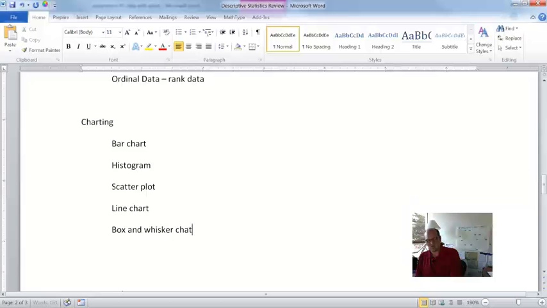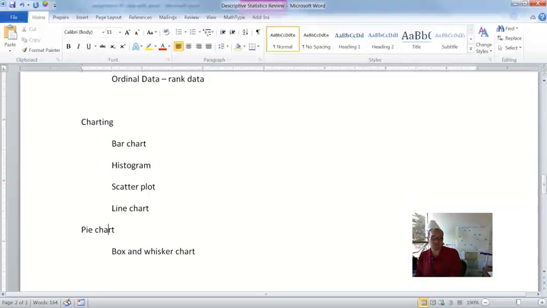Box and whisker is a nice chart, but I don't expect you to be able to make one of those in Excel. They're a little bit tough, but go at it if you want to give it a try. There's some videos out there. So I think those are these 4. If you can do these 4, you are going to do all right: scatter plot, line chart, histogram, bar chart, pie chart.